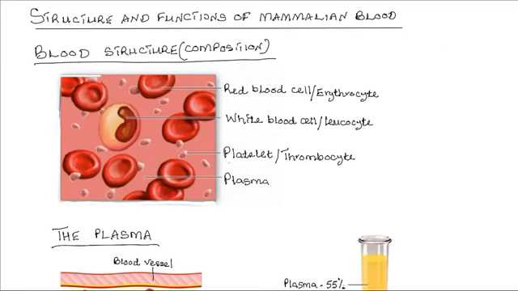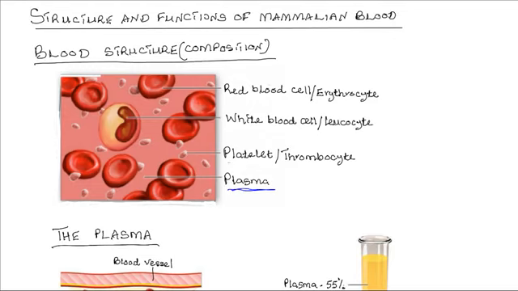Structure and functions of mammalian blood. The mammalian blood consists of a pale yellow colored fluid known as plasma. And in this plasma, there are suspended several types of cells and fragments of cells. The chief function of the blood is to transport oxygen and food materials to the tissues and remove carbon dioxide and other waste materials from the tissues to their sites of excretion.